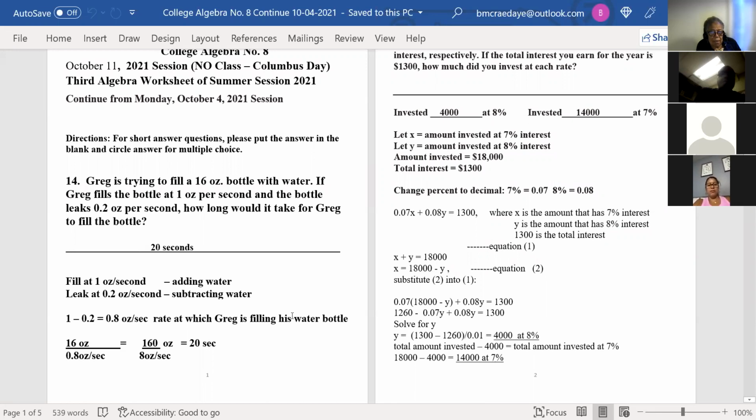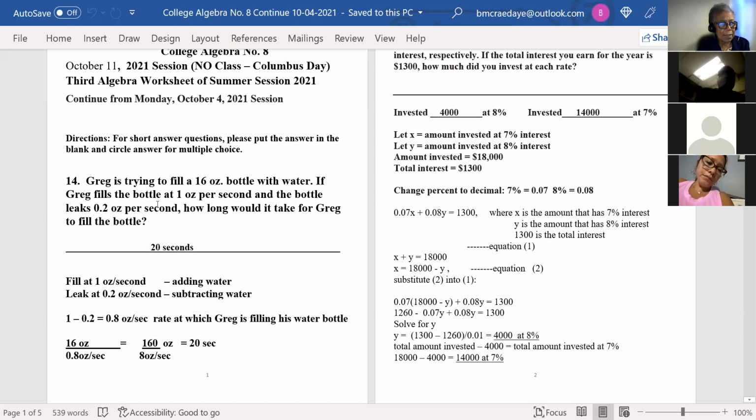Okay. I think that's Chastity. Hello, Chastity. Hi. Yeah, Chastity's on. We're just getting started. We're finishing up the college algebra number 8. We stopped at number 14. I sent you the explanation. Did you get it, Chastity? Yes, I got it. Okay. Yeah, I emailed it.